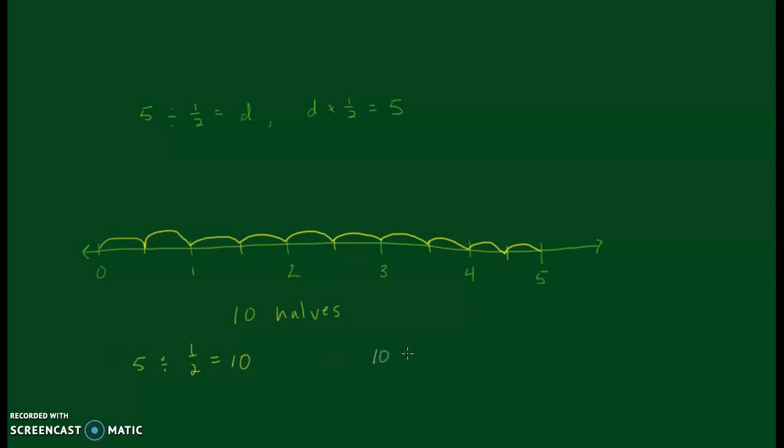And then to check using multiplication, we could go 10 times 1/2 equals, and again, a whole number as a fraction is over 1. So 10 over 1 times 1/2. 10 times 1 is 10. 1 times 2 is 2. That would be 10 halves. Fractions are division problems. So 10 divided by 2 is 5. And that matches our problem up here.